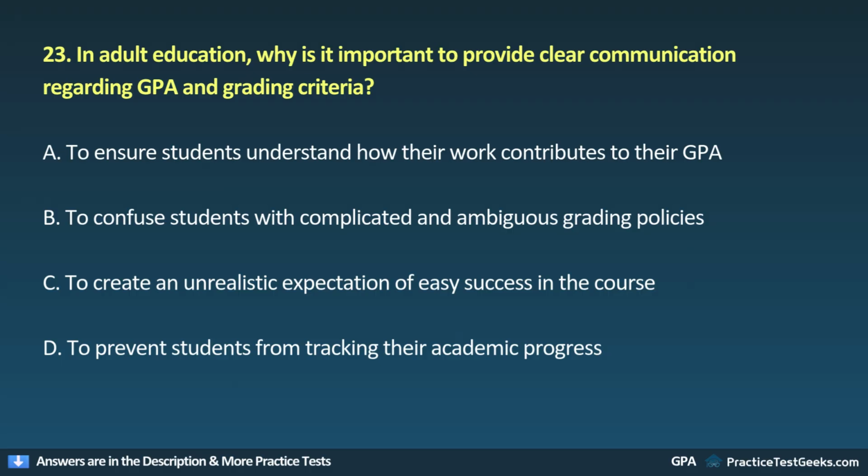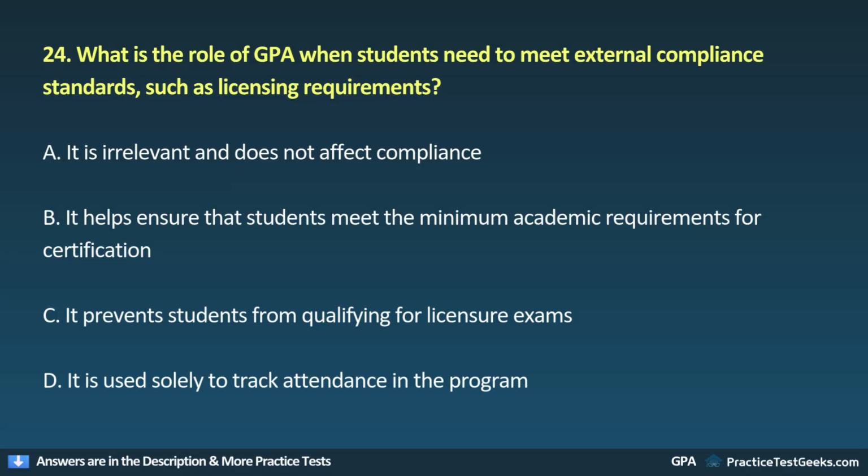A. To ensure students understand how their work contributes to their GPA. B. To confuse students with complicated and ambiguous grading policies. C. To create an unrealistic expectation of easy success in the course. D. To prevent students from tracking their academic progress. 24. What is the role of GPA when students need to meet external compliance standards, such as licensing requirements?